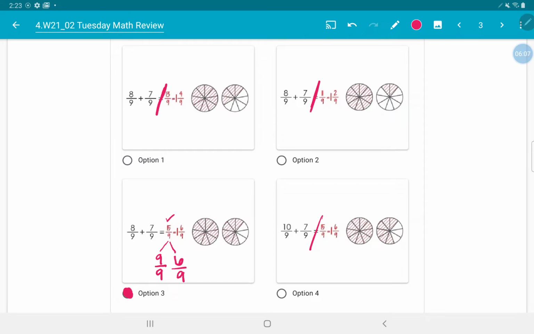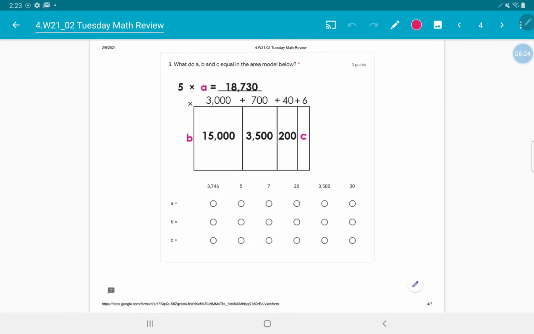Okay, questions about that one? No. There wasn't anything tricky about that one. Sometimes they trick you with the mixed number or even with the model, but there wasn't anything tricky about it today. Okay, so let's take a look at number 3. We have an area model, and we're missing a few parts. Cash, this is kind of like the one that you had on your Study Island assignment today, right? We had to figure out what we were multiplying.